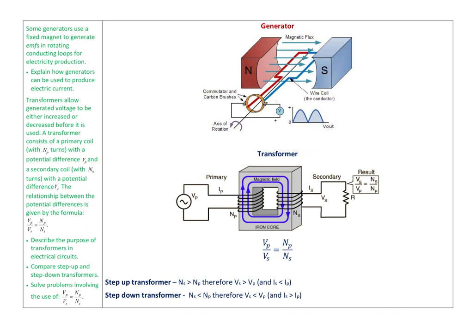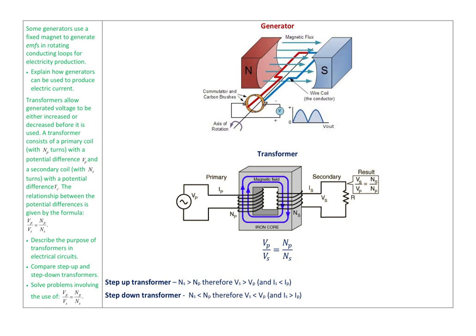Now, the important thing that you need to know in terms of the mathematics is that the relationship between the voltage in the primary coil and the voltage in the secondary coil is that the voltage in the primary coil divided by the voltage in the secondary coil is equal to the number of turns in the primary coil divided by the number of turns in the secondary coil.